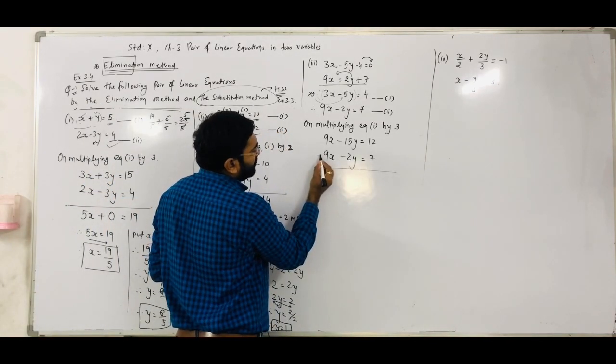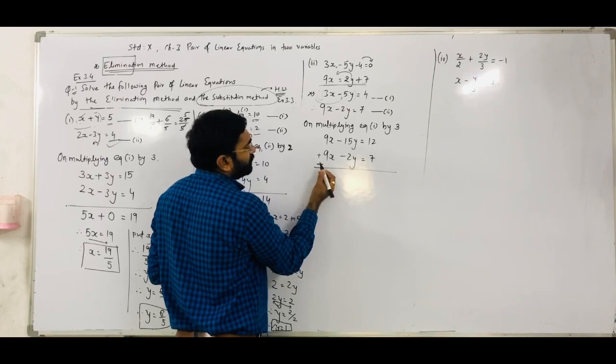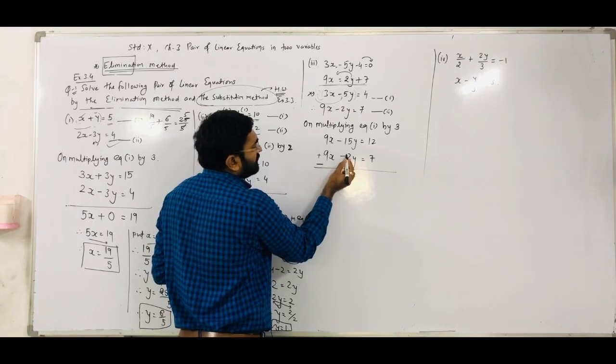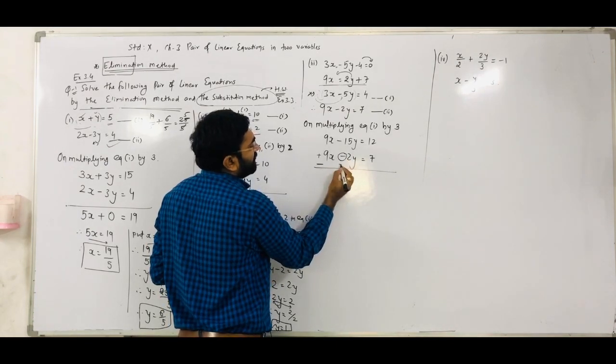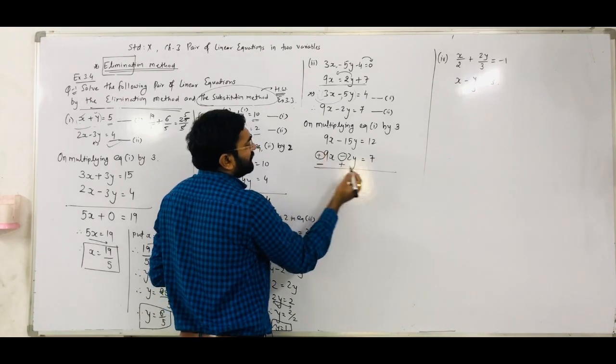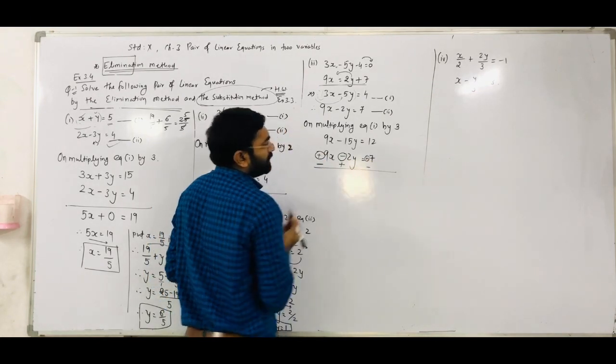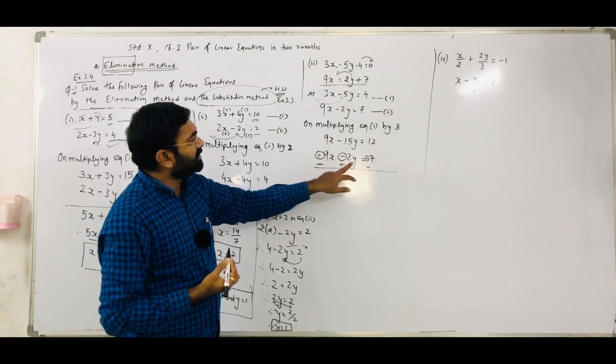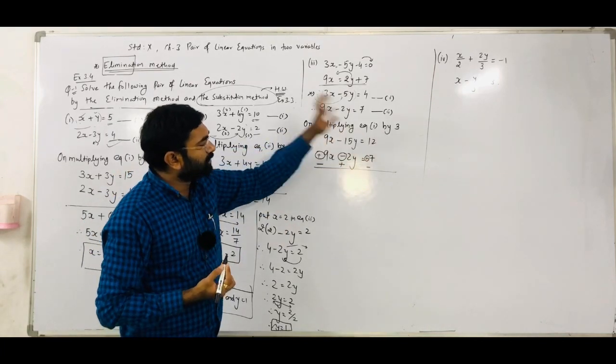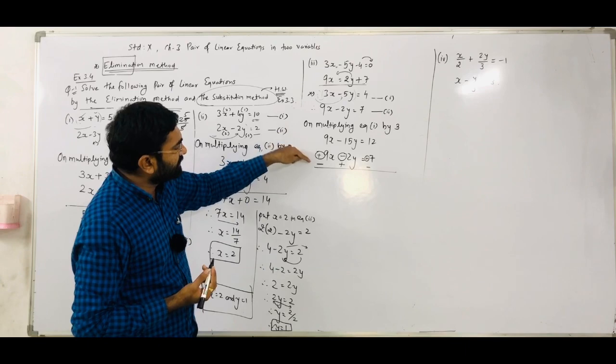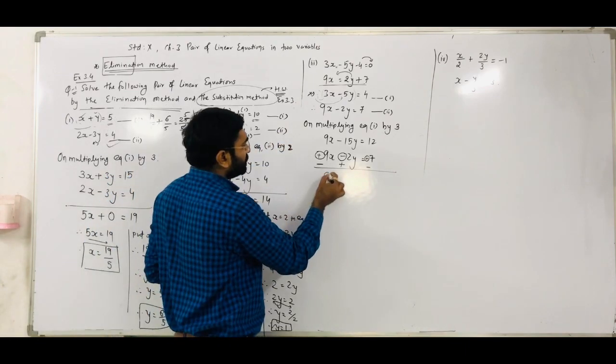Here the second equation's first term sign is a plus, so now we have to write it as a minus. The second equation's second term's sign is a minus, so it becomes a plus, and here is a plus sign, so it becomes a minus. So you have to consider the new signs of all the terms of the second equation. Okay, so plus 9x minus 9x, we get 0.